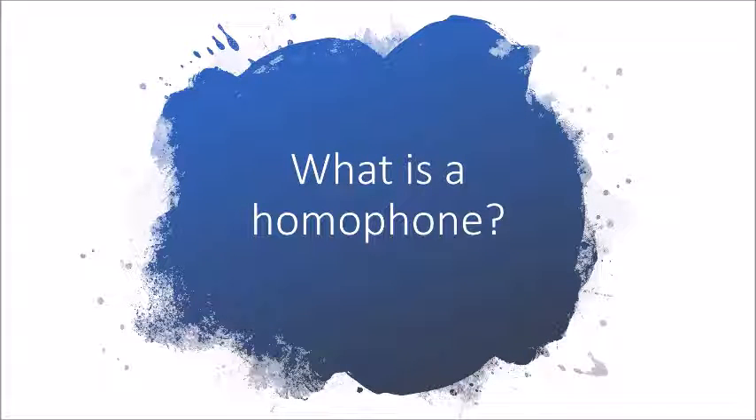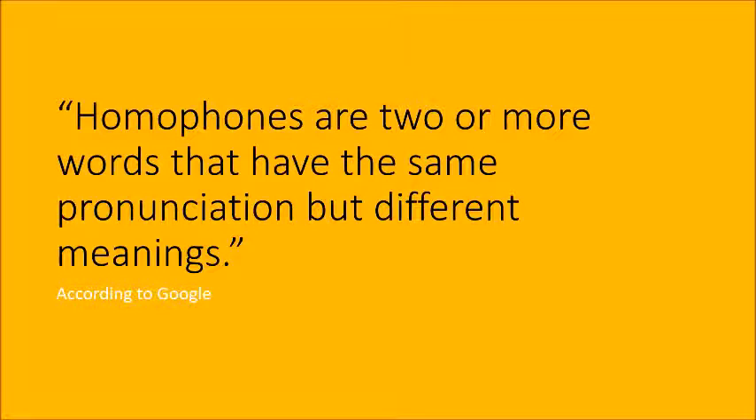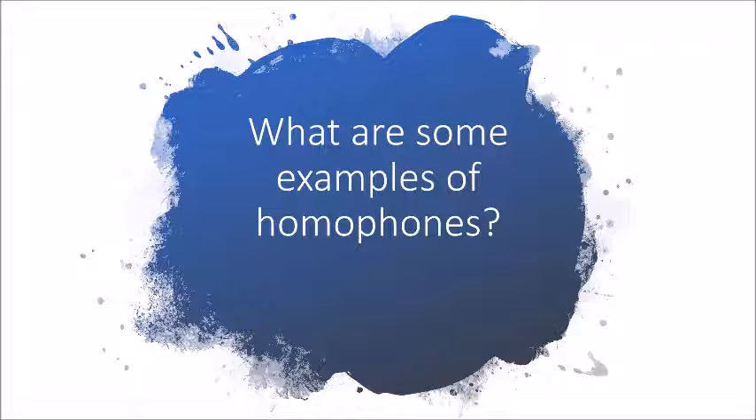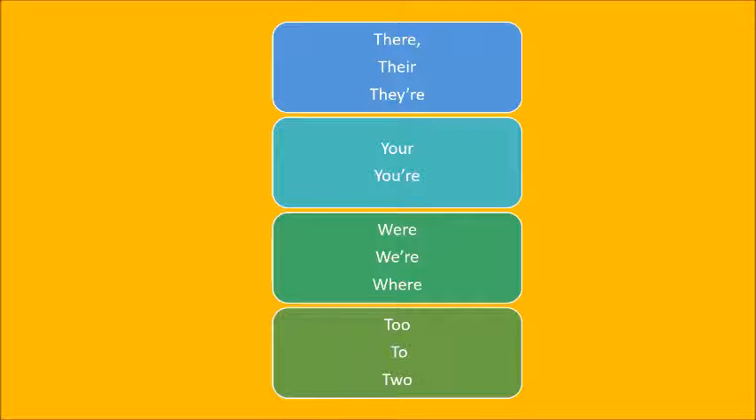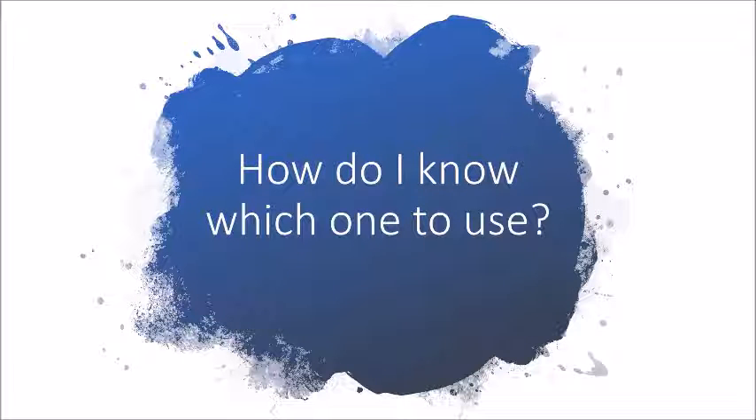So firstly, what is a homophone? Well, homophones are two or more words that have the same pronunciation but different meanings. So what are some examples of homophones? The most commonly used ones in the English language are there, their and they're; your and you're; we're, were and where; and two, too and to. So if all of these words sound the same, how do you know which one to use? Well, it comes down to their spelling and their meanings.